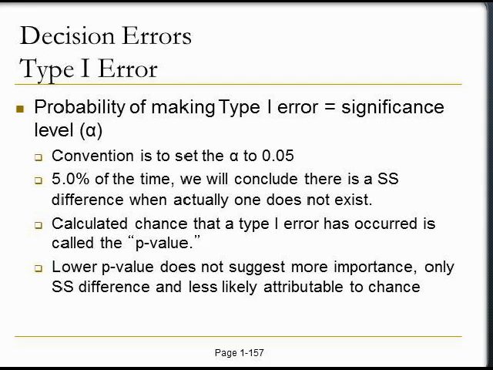Now, obviously, this is a pretty dangerous error that we make if we conclude that a new therapy is more effective than an old therapy when it really isn't. So that's why this error rate is set lower than a type 2 error rate, which we'll talk about in a second. The calculated chance that we made a type 1 error in a study is called the p-value. If we conclude that a statistically significant difference is found, then the p-value that we obtain from the actual study is going to be less than 0.05.